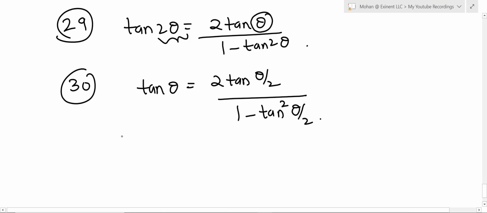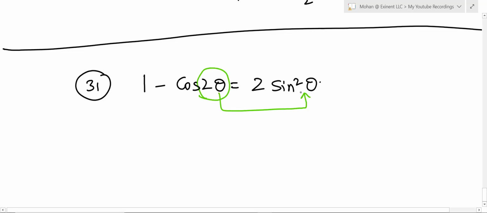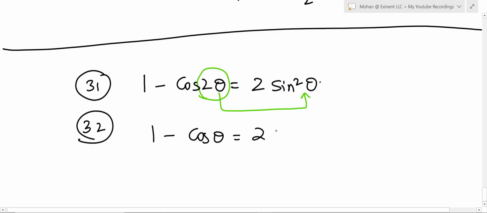Next, a few more formulas we use a lot. 1 minus cos 2 theta will become 2 sine square theta. Try to get the fact: whenever there is 2 theta here, half of 2 theta will become theta. In the same way, 1 minus cos theta will become 2 sine square theta by 2. Half the theta will become theta by 2, half the 2 theta will become theta. So 1 minus cos 2 theta is 2 sine square theta, but if you wanted to write only 1 minus cos theta, that will become 2 sine square theta by 2.